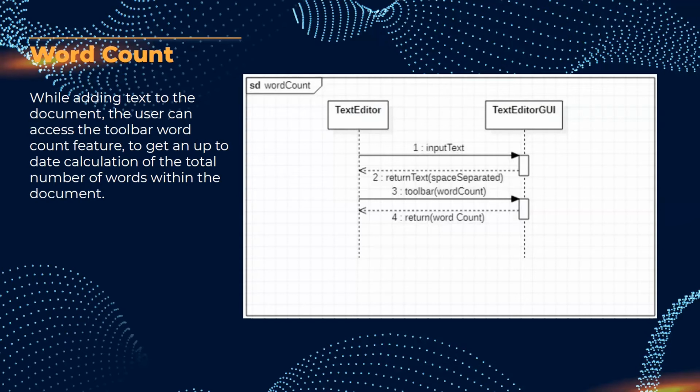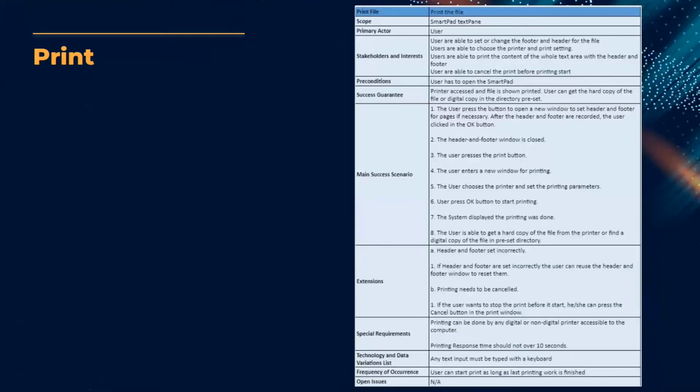And as we see in the diagram, the user is entering text into the text editor. The SmartPad then returns or displays the text. The user then accesses the word count feature from the toolbar, and the word count is returned, highlighting the number of instances and words within the text, within the file.